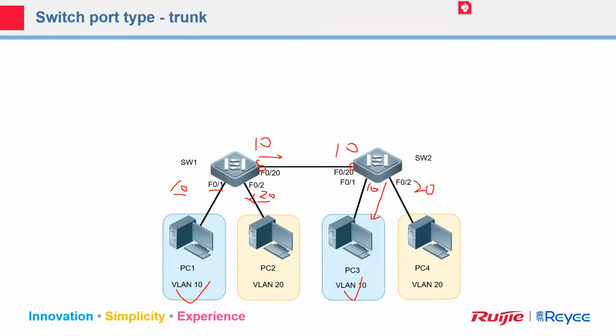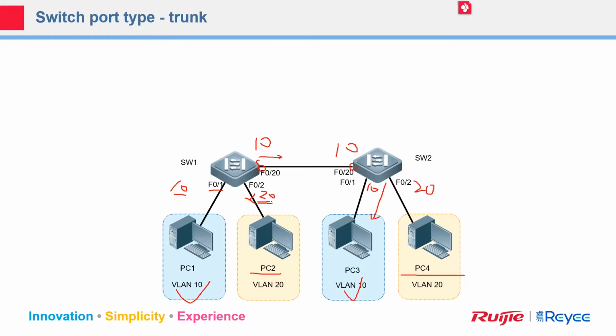But in this scenario, PC2 and PC4 can communicate with each other or not? Yes or not? If in this configuration, no, right? Because let's see the process. PC2 send out the packets to the switch 1. Switch 1 will add the VLAN, which is VLAN 20.